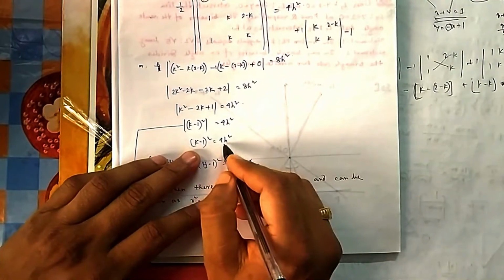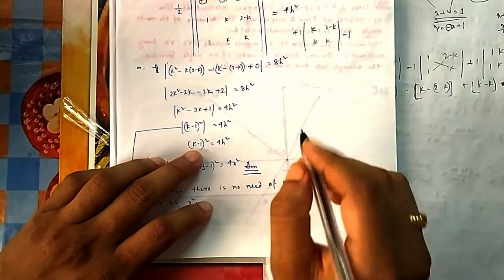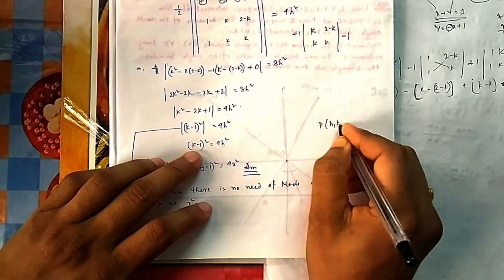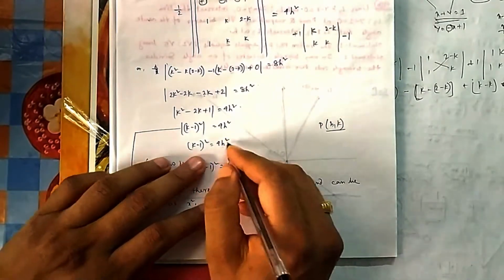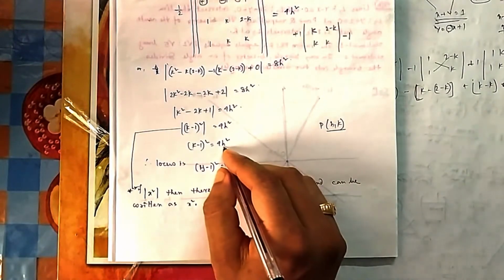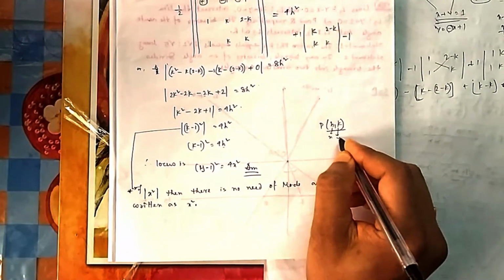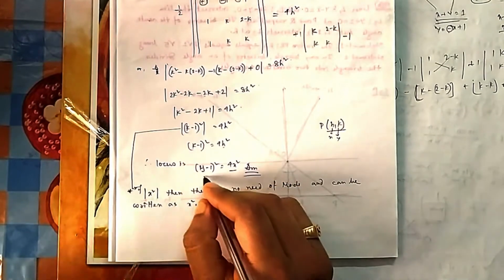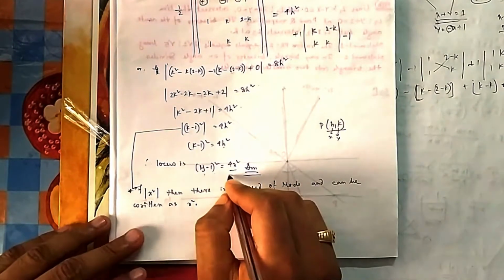So what I need is the locus of point P. That means I need an equation of h, k. I have already got one equation of h, k, which is 4h square equal to k minus 1 whole square. You can put it in terms of x and y: h is x, k is y, so that it looks good. So it is 4x square equal to y minus 1 whole square. So this is the locus.